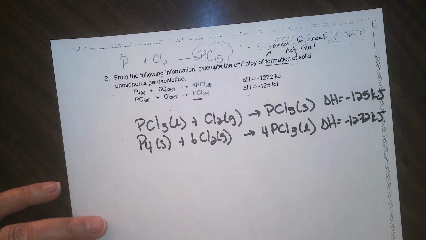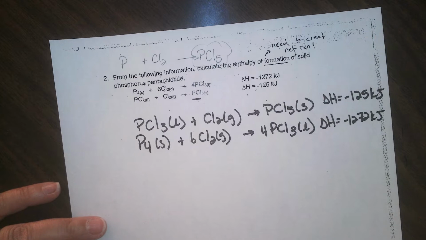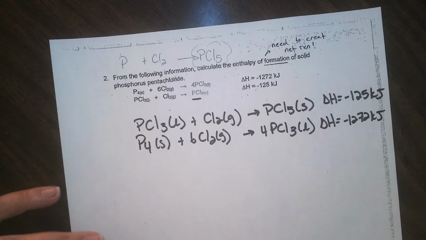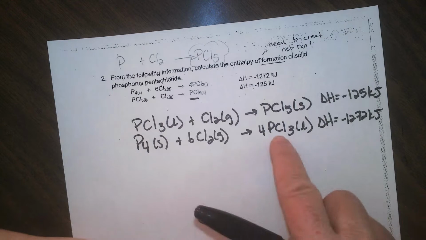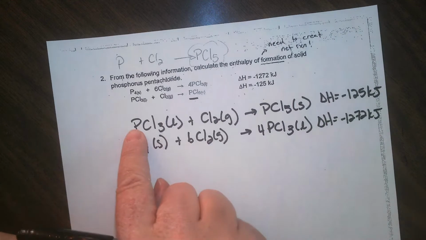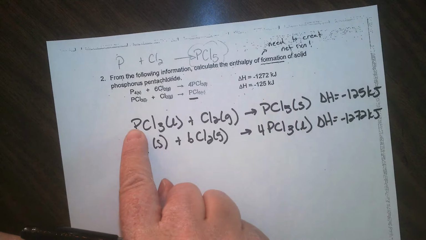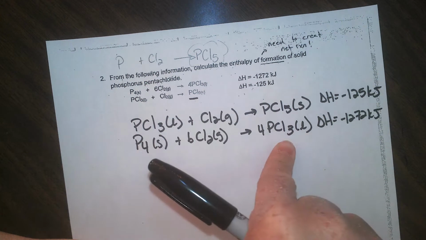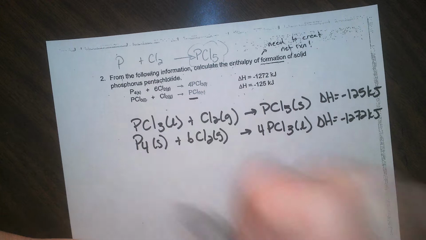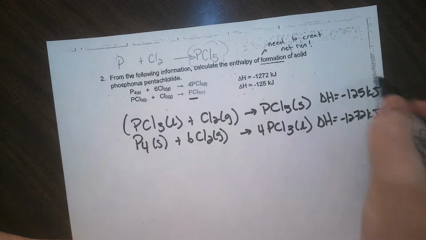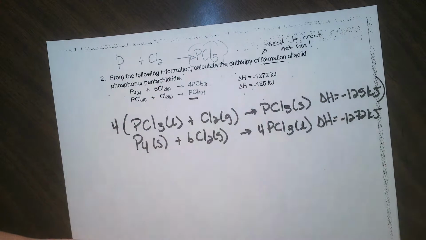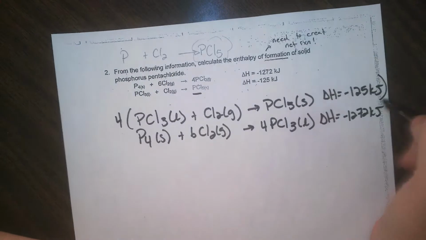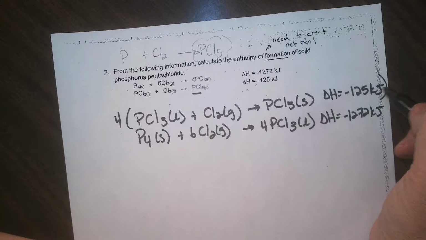Okay. So now I've got to look. I have 4 PCl3s here, and I only have 1 PCl3 here. So what do I need to do so that I can cancel them out? What minus 4 will give me 0? 4. So I have to multiply all of this out by 4. And notice I put the brackets after my energy.